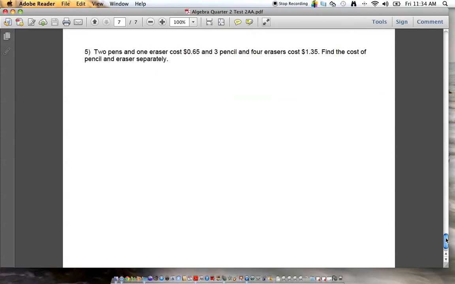And now we get to the last question. And the only thing you got to do differently on this one, it's either going to be eliminate or substitute, but we have to first write the equations. So 2 pencils plus 1 eraser, I'm going to use R for eraser, is 65 cents. 3 pencils and 4 erasers are $1.35. What's the cost of a pencil and an eraser?